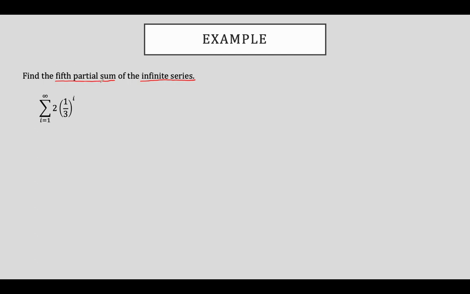In this case, because we are asked for a fifth partial sum, we want to add up the first 5 terms of our series. Well, another way of writing this would simply just be the sum from I equals 1 to 5 of 2 times 1/3 raised to the I. Notice all we did is we replaced the upper limit of our summation with a 5 because we want the fifth partial sum. Well, to do so, all we have to do is plug in our values of I to obtain each term in the summation.